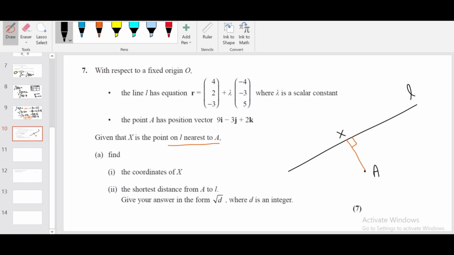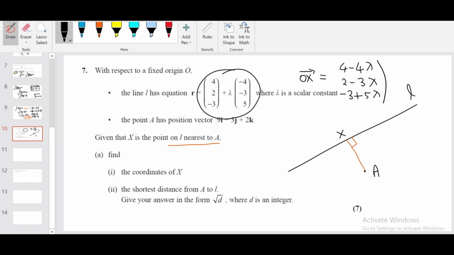So what would be the coordinates of X? OX is equal to, using this, usually you need the value of lambda associated with the point, but it's not given. So just write in terms of lambda. You'll get 4 minus 4 lambda, 2 minus 3 lambda, minus 3 plus 5 lambda.